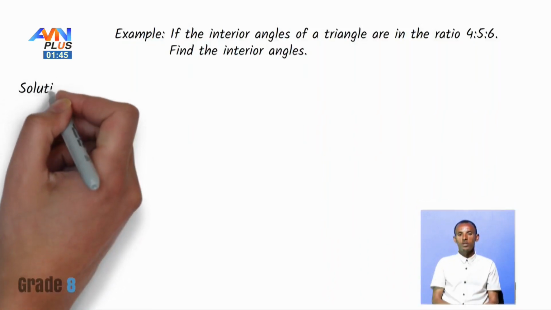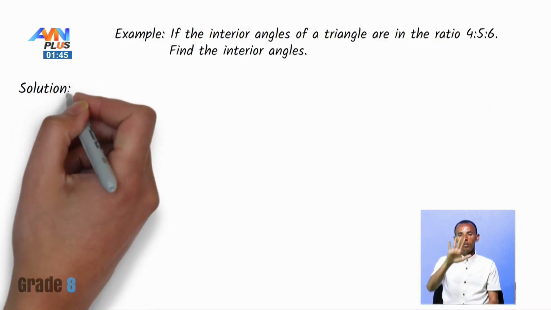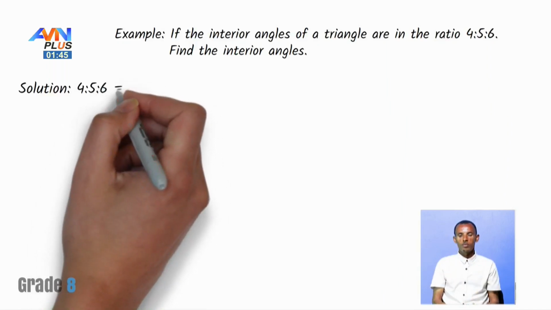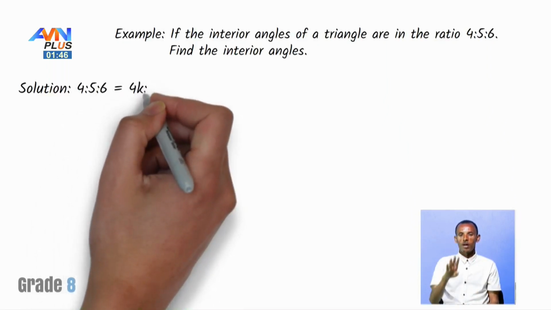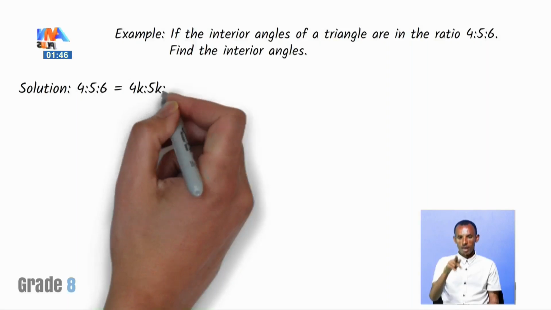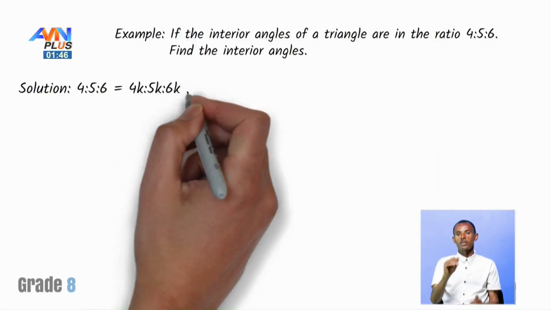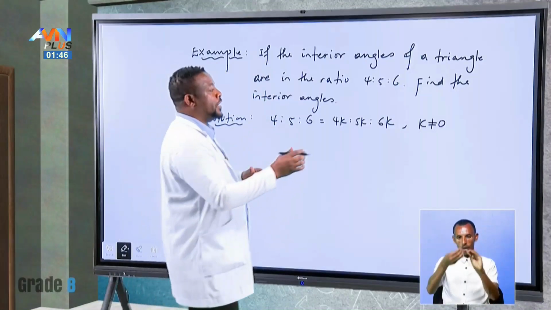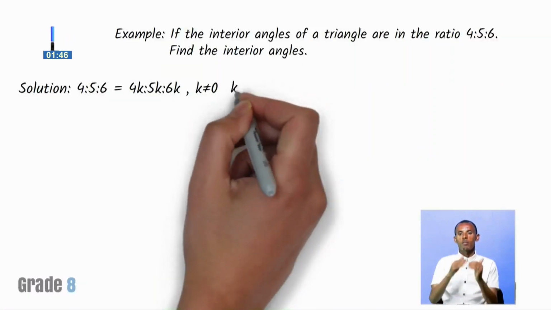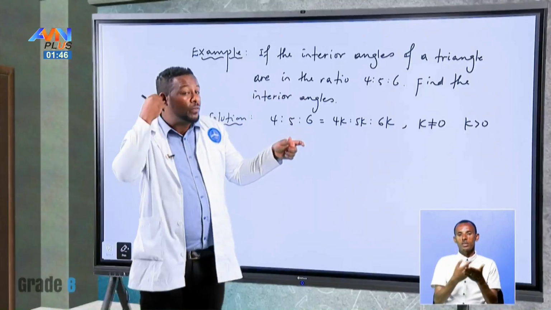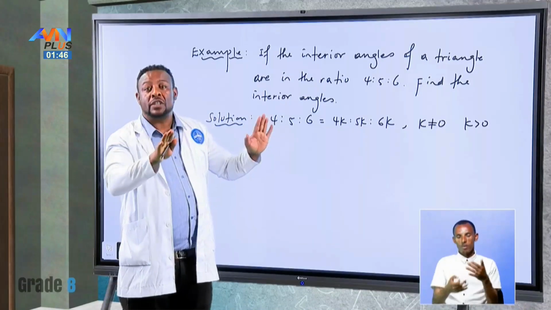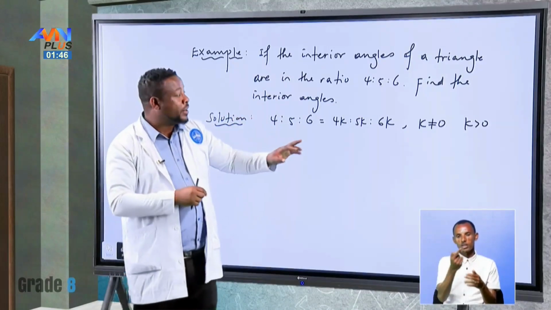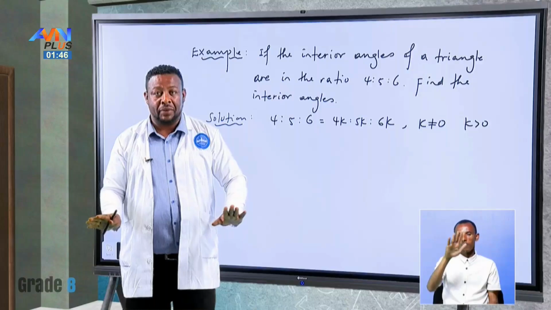4, 5, 6 is equivalent to 4K, 5K, 6K, where this K is something different from 0 and positive, right? It should be a number bigger than 0, so that this least simplified form can be converted into its original form. Assume the original values of each angle are 4K, 5K, 6K.